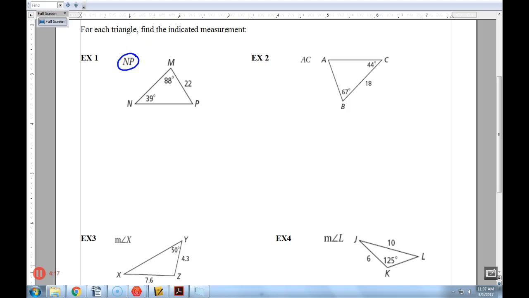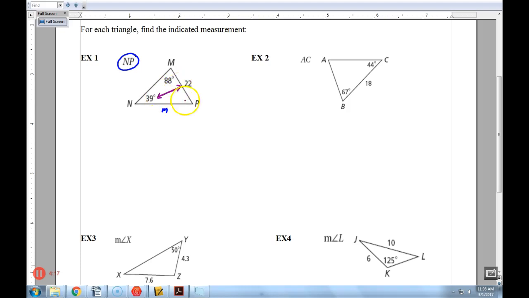So NP is this side here on the bottom, and it's across from big M. So we're going to call this little m. Little m is across from big M. Now, the first thing I'm going to do is look for a pair where I have an angle and a side across from it, both of them. It looks like I have a pair right here where I have both of these.